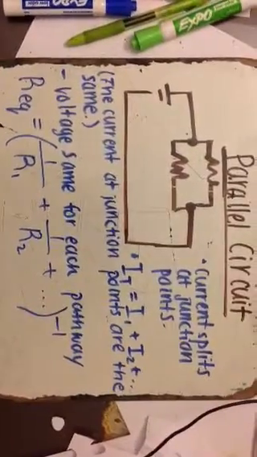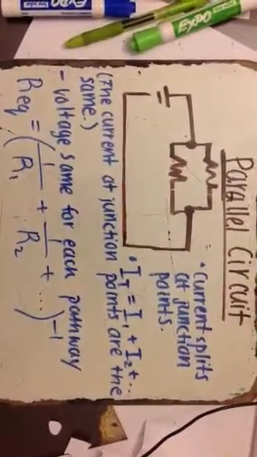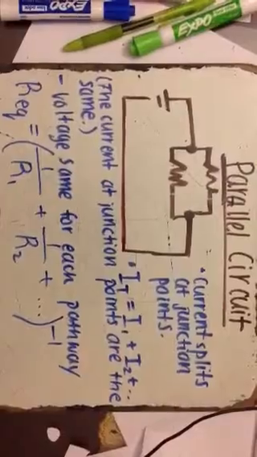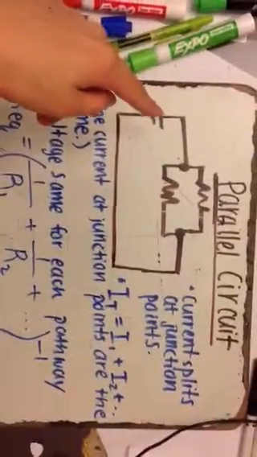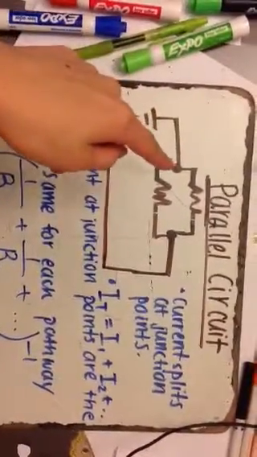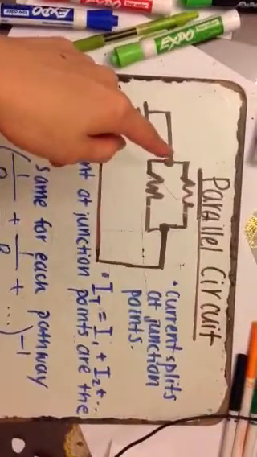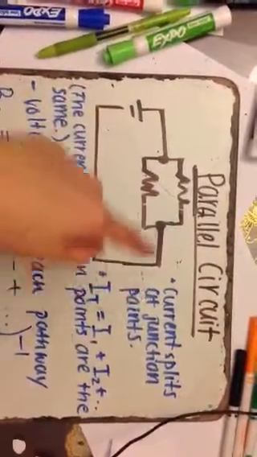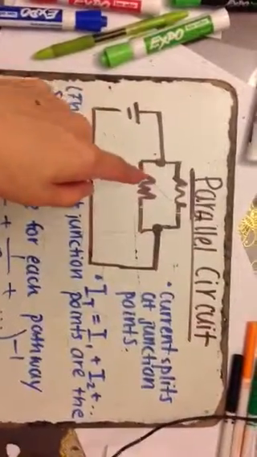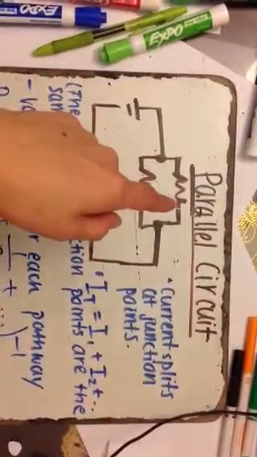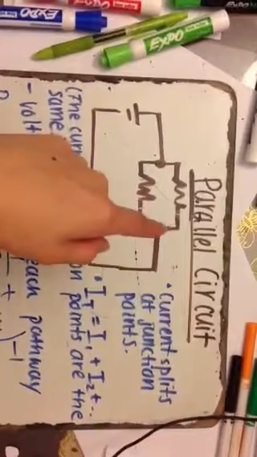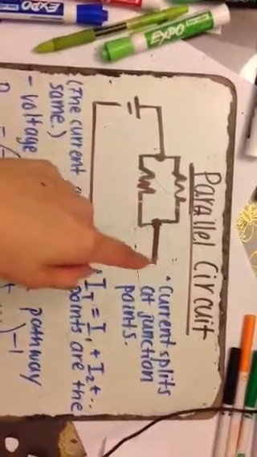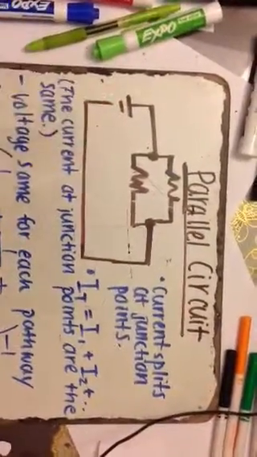Now let's talk about the properties of a parallel circuit. Here's an example of a parallel circuit. As you can see, when the current leaves the battery, it doesn't stop, but comes to a junction point. At the junction point, the current splits. The current splits and travels into two different pathways. They meet again at the junction point, and then proceed and return to the battery.